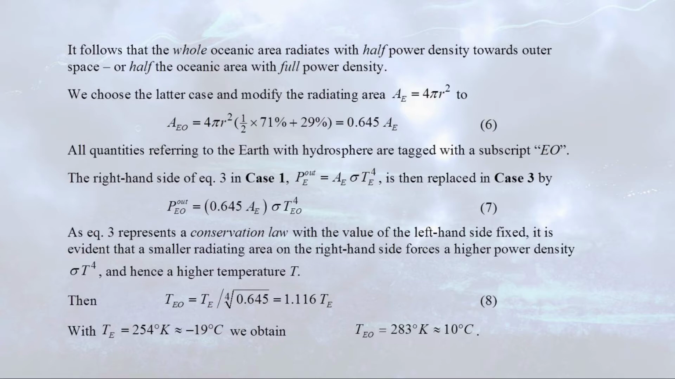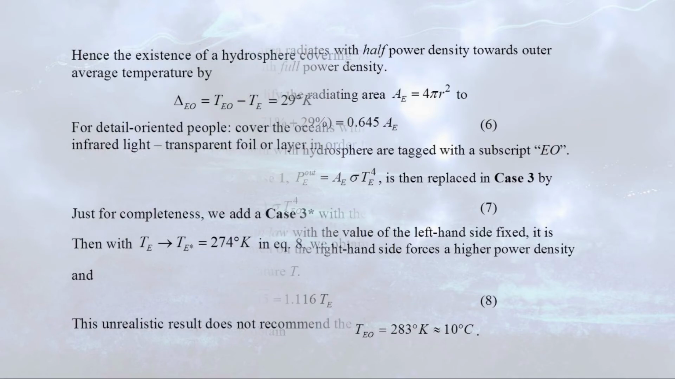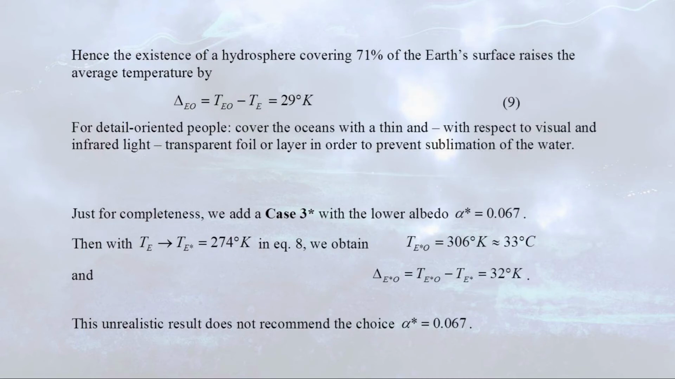The right-hand side of equation 3, the radiation balance equation applied to case 1, is then replaced by another term, namely equation 7. As equation 3 represents a conservation law, with the value of the left-hand side fixed, it is evident that the smaller radiating area on the right-hand side forces a higher power density, sigma times T to the fourth, and hence a higher temperature T. Then we obtain for the temperature TEO 283 degrees Kelvin, what is about 10 degrees Celsius. Hence, the existence of a hydrosphere covering 71% of the Earth's surface raises the average temperature by 29 degrees Kelvin.